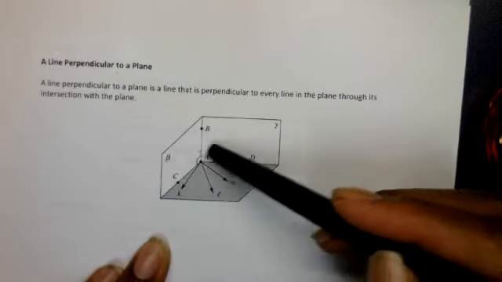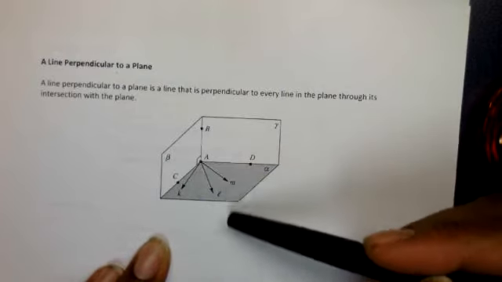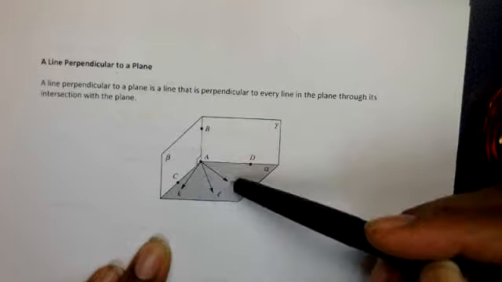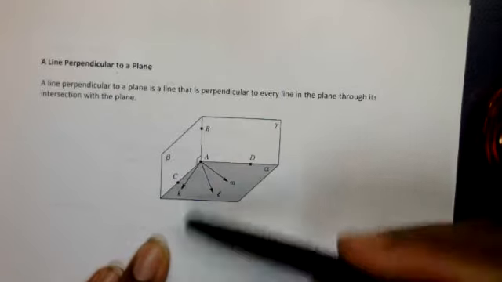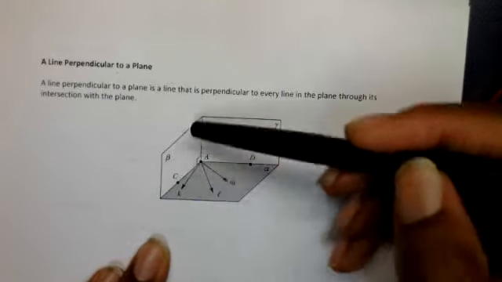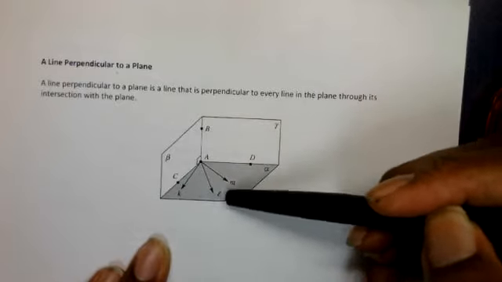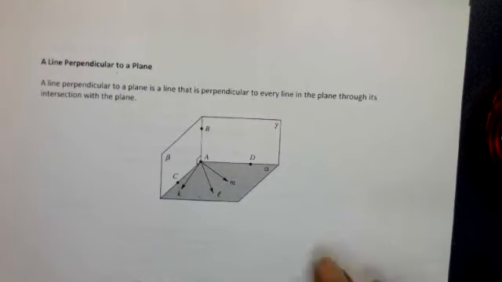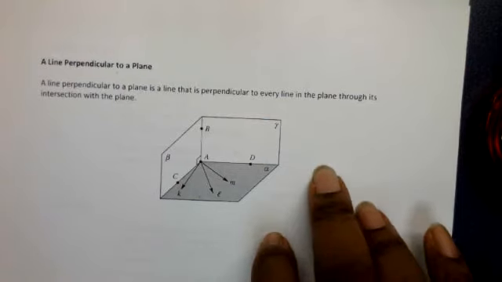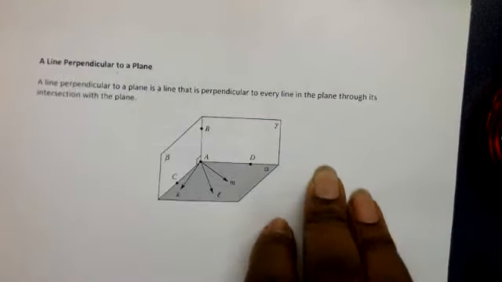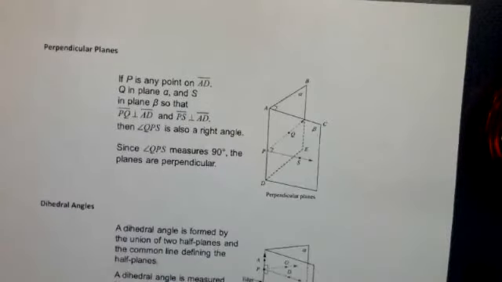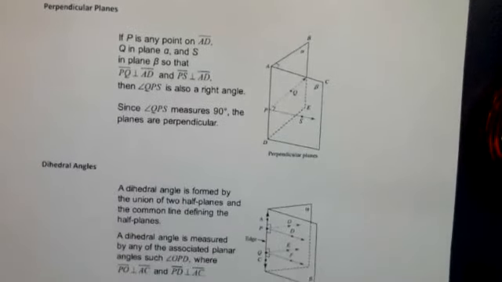So here we've got two planes that are perpendicular. Okay. So the line that's perpendicular, this line right here, BA, will be perpendicular to every line in that plane through its intersection. Okay, got two more things to cover, and I'll be done.